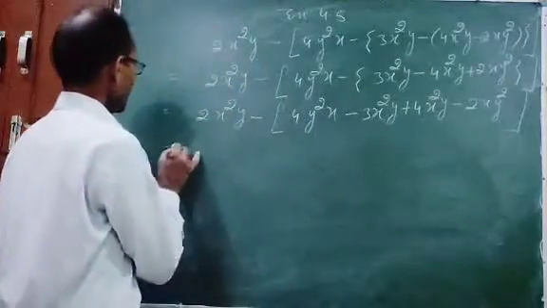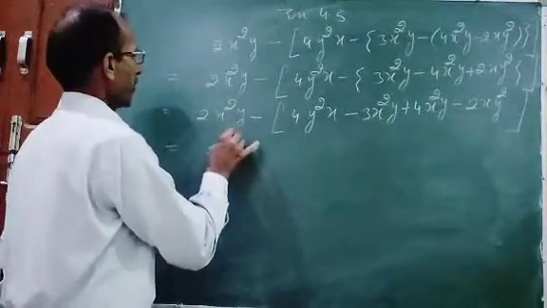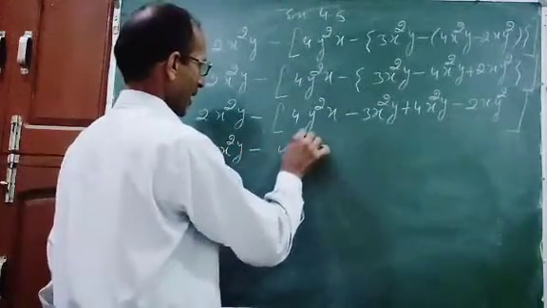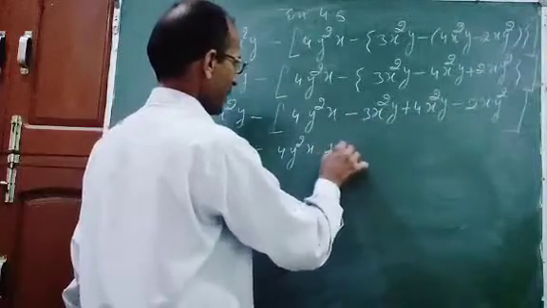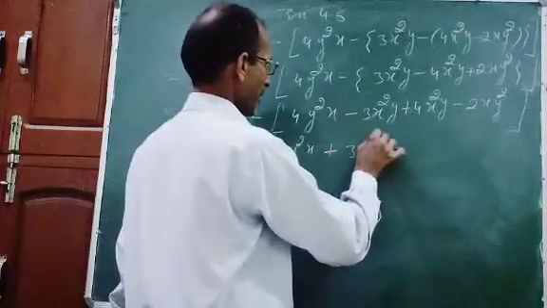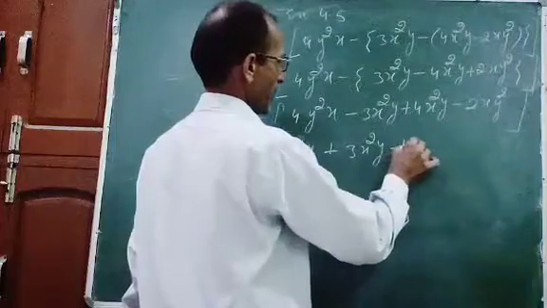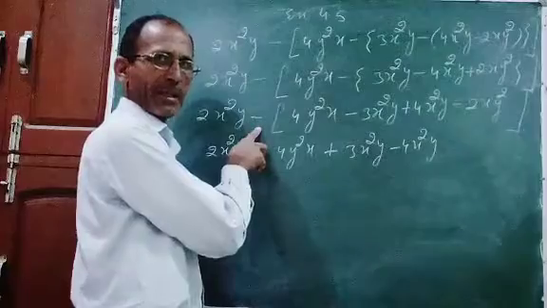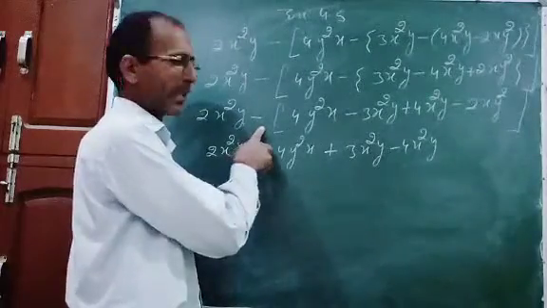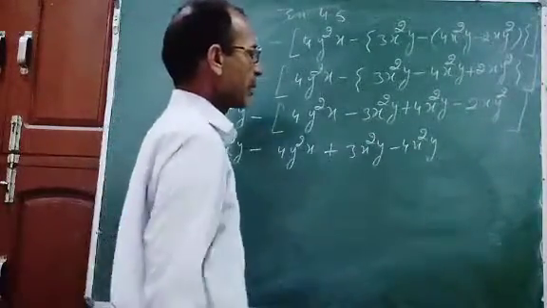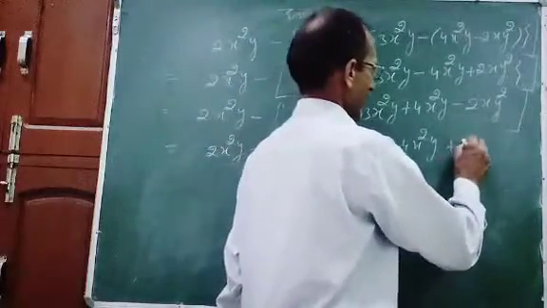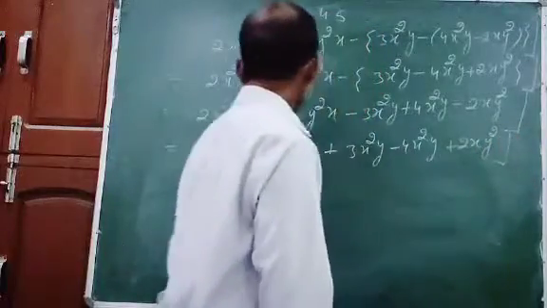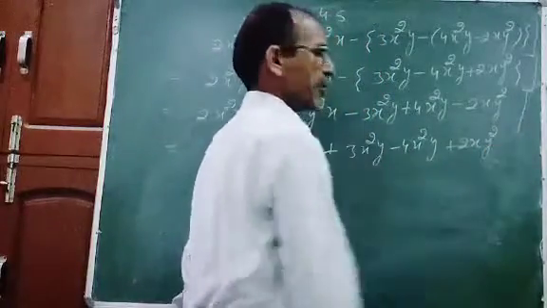After curly, 2x square y minus 4y square x, the sign will be changed. So 3x square y minus 4x square y, because outside of the bracket there is minus. So when we solve the bracket, the sign will be changed. So it becomes minus 4x square y plus 2xy square. The last bracket is also solved.